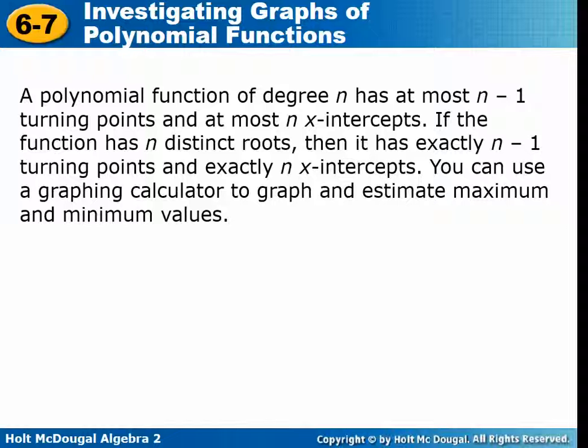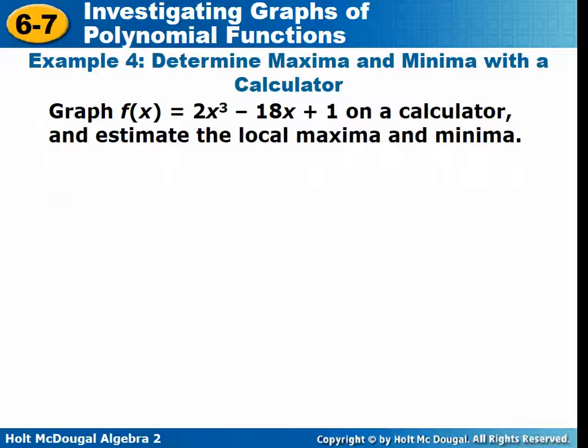All right, so it will always have one less than the degree. That's how many turning points it'll have, at most. It can have less than that. And we can graph these to figure out what our local max and local min would be.